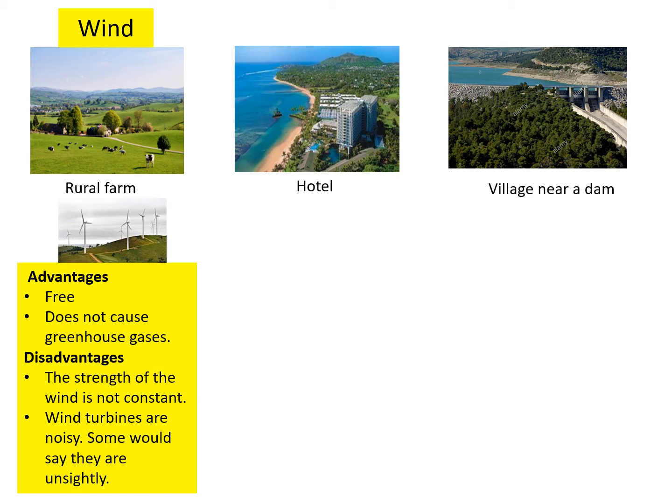The advantages of wind energy is that it's free and does not cause greenhouse gases. However, if the strength of the wind is not constant, then this may stop the wind energy from generating. Wind turbines can also be noisy and unsightly, so there may be some people who do not want them near their property.